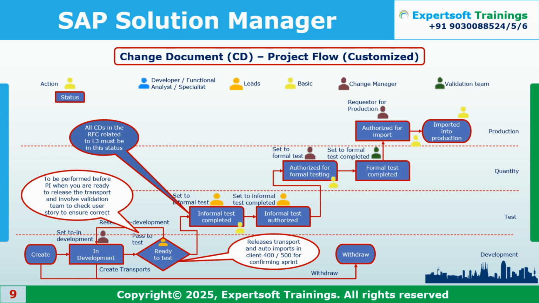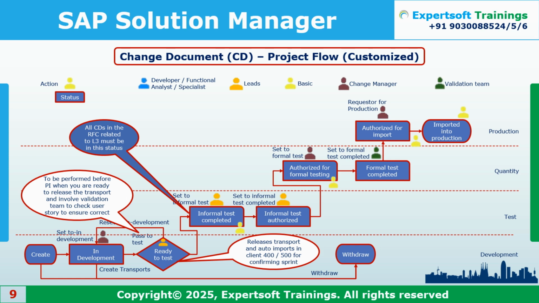Once one object is created and captured in one TR, it will move to format test completed. Again, it will go back to in development. If the developer is required to create another object and capture it in another TR, it will go back to in development, create a new transport, and capture another object into the TR. In the same way, we can move multiple times and create multiple TRs.